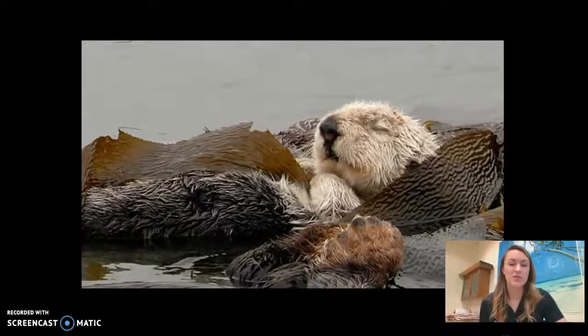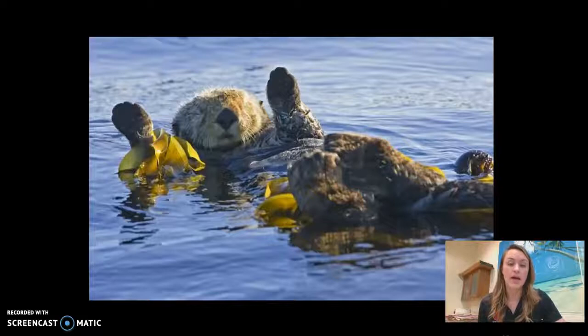Kelp forests are home to these lovely little critters. So sea otters use the kelp forest to actually munch on the kelp. They do eat it. They also use it for protection from predators. So larger predators cannot actually maneuver around the kelp beds. And so these smaller fish and these sea otters actually use it as a safe haven, a protection zone.